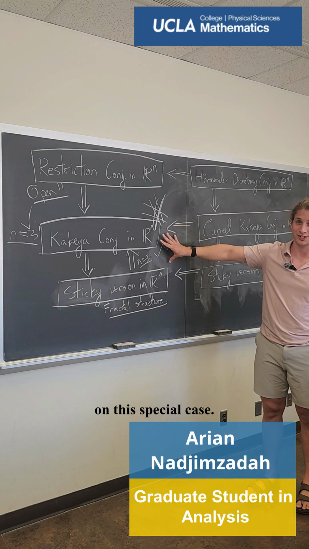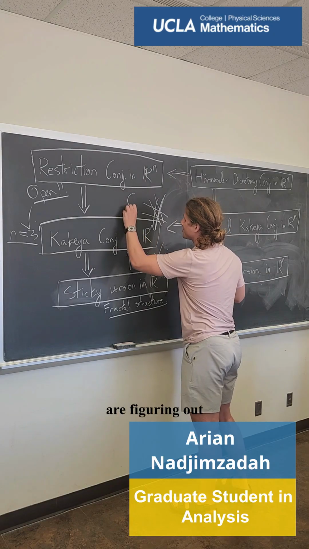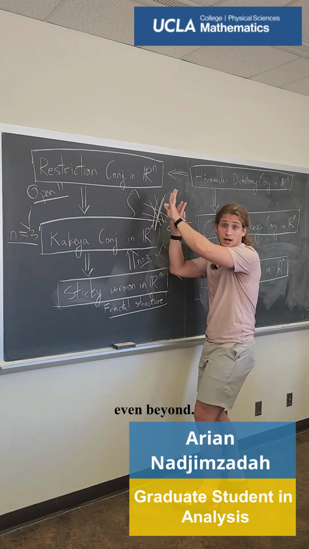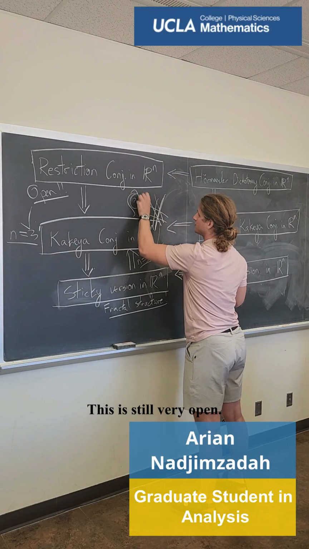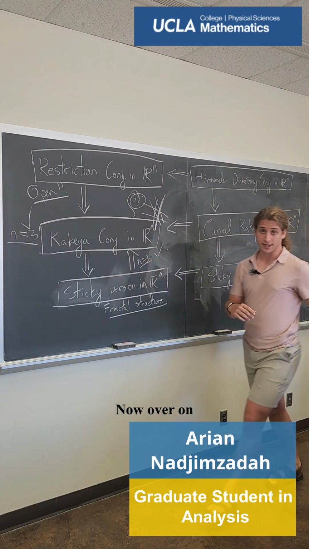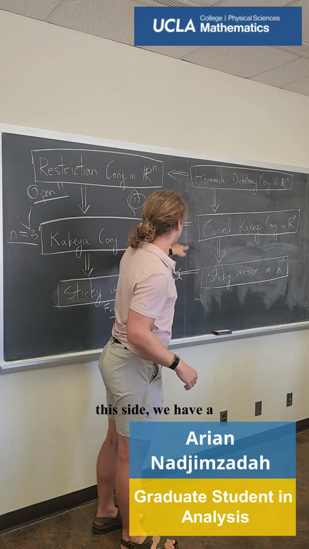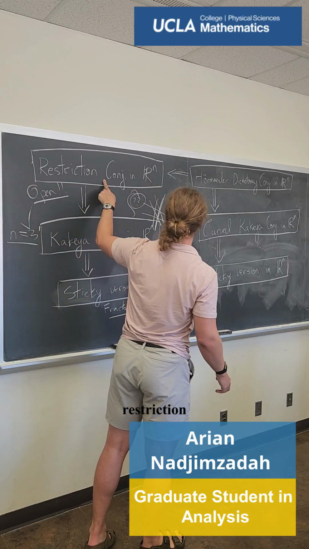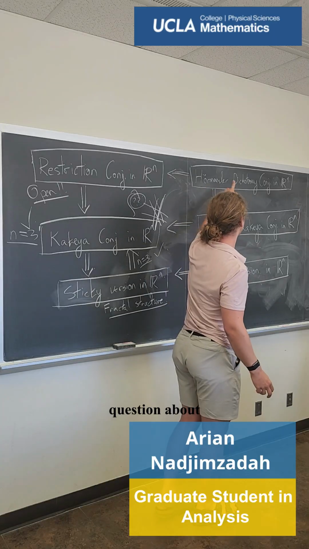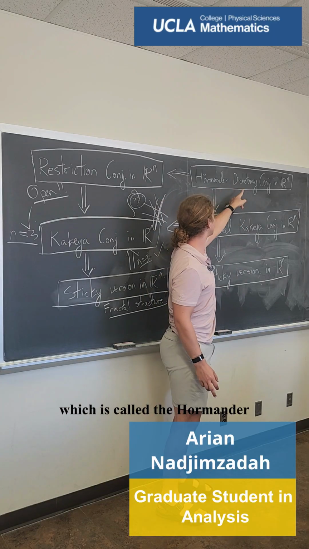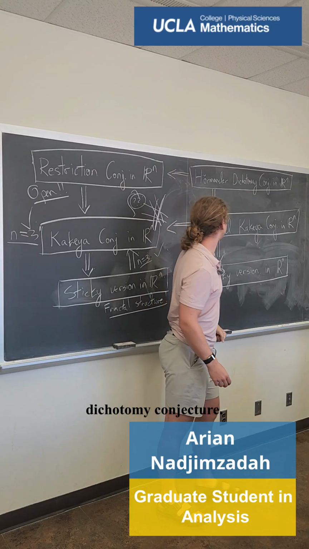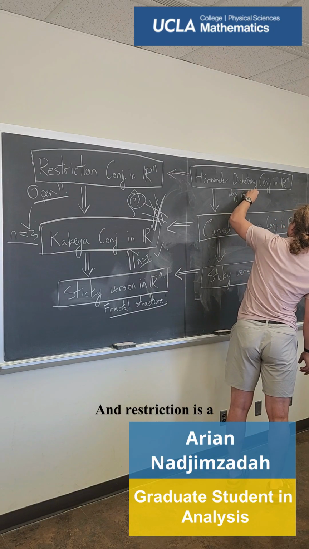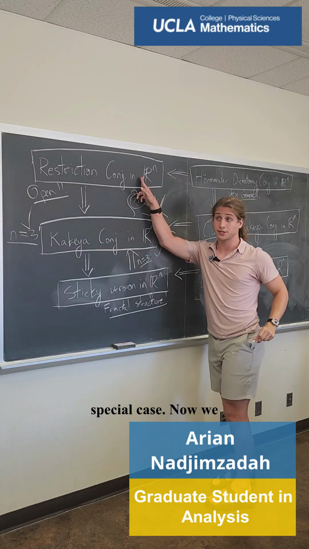We have a lot of really nice progress on this special case. Slowly, researchers are figuring out how to move up the ladder and get up to the restriction conjecture, and even beyond. This is still very open. Now over on this side, we have a much more general version of this picture. So we replaced the restriction conjecture with a much more general question about wave interference, which is called the Hormander dichotomy conjecture. Okay, so very general. And restriction is a special case.